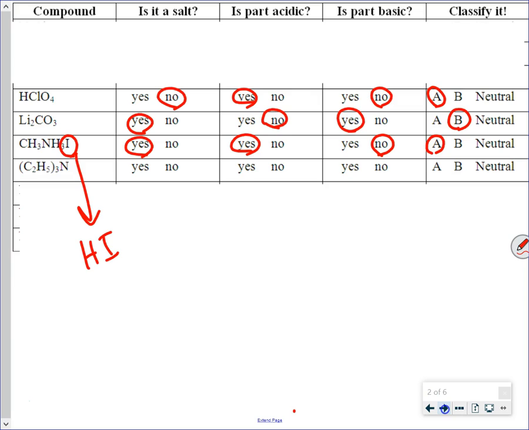The bottom one here is another organic base. A little more difficult to see this time, but we have that nitrogen, we have carbon, we have hydrogen, and there's nothing else there. So this is essentially going to behave like ammonia as a weak base. Is this a salt? It's not. Part of it's basic? Yes. No, it's not acidic. It's a base. Okay, that one's a little sneaky.